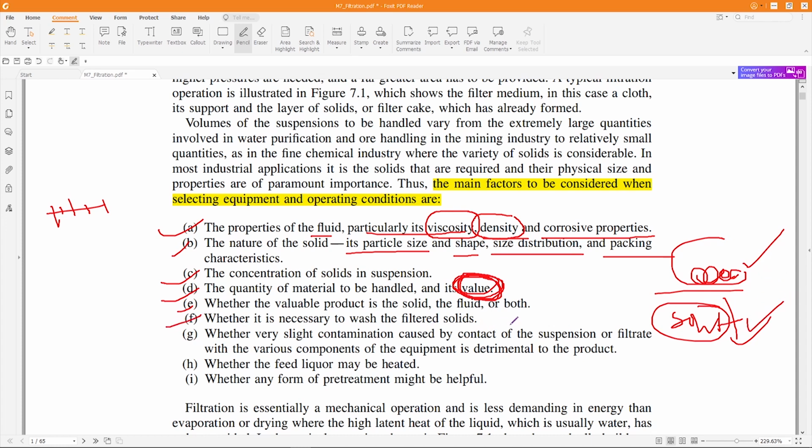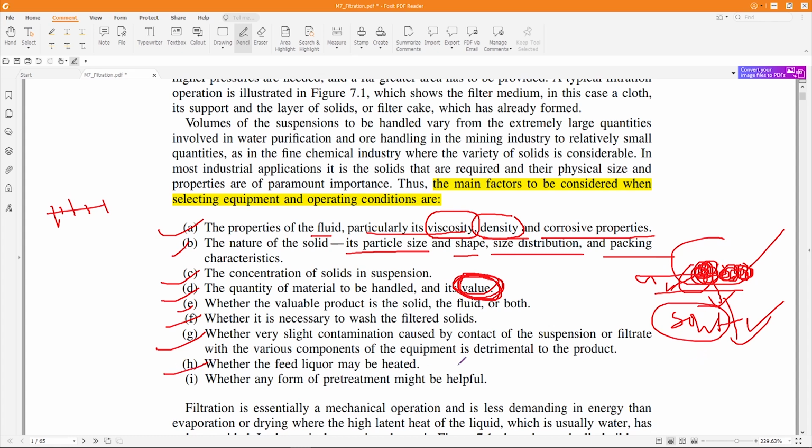Whether it is necessary to wash the filtered solid. So these are the solids, right? Now these solids will be there along with some other dust particles or some waste material. So you have to wash it. Whether contact of the system's filter with the various components of equipment is detrimental to the product. Sometimes the solid can react with the water or liquid, or it can react with the filter medium and so on. So it is also important to consider.